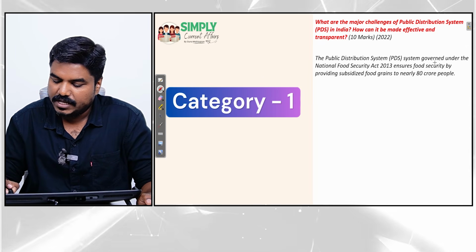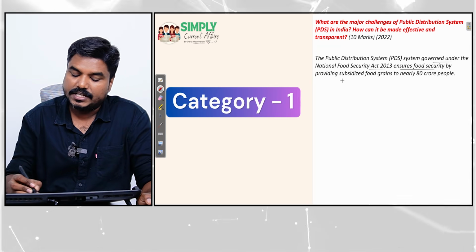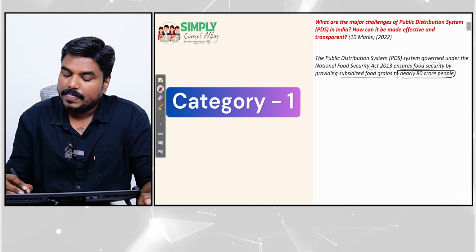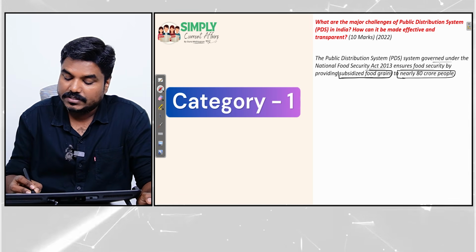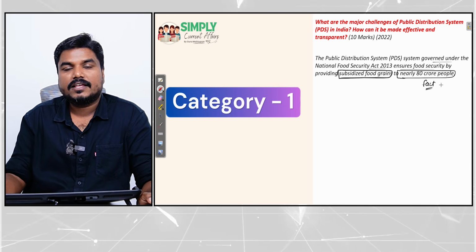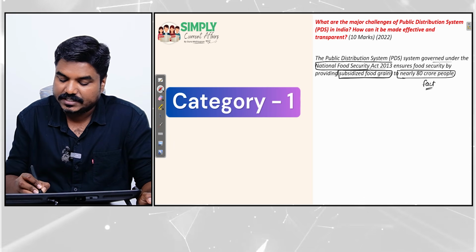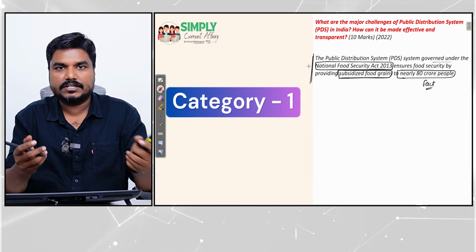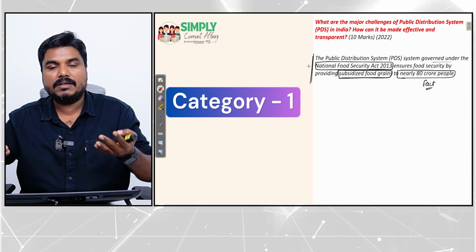Look, public distribution system governed under the National Food Security Act 2013 ensures food security by providing subsidized food grains to nearly 80 crore people. So, I am highlighting nearly 80 crore people are getting benefited because of the subsidized food grains. So, I am mentioning a fact. And I am also mentioning PDS stems from the National Food Security Act. So, this is highlighting the context of this PDS. It is so significant, it is helping nearly 80 crore people.